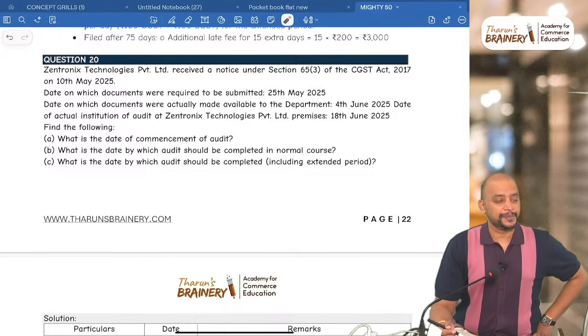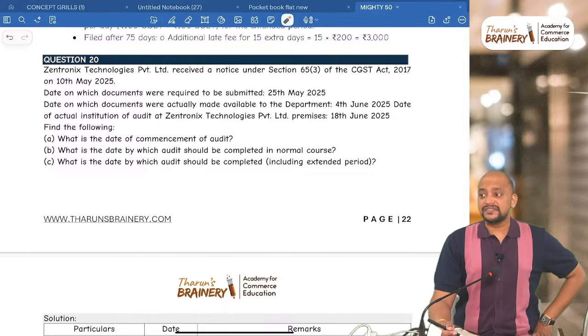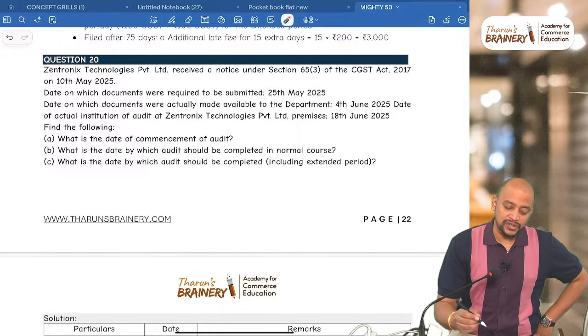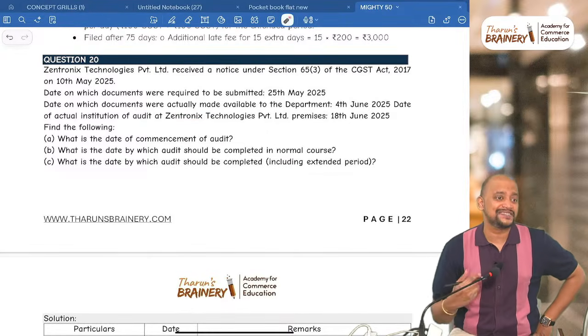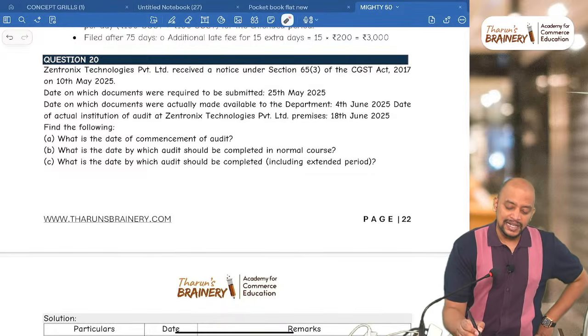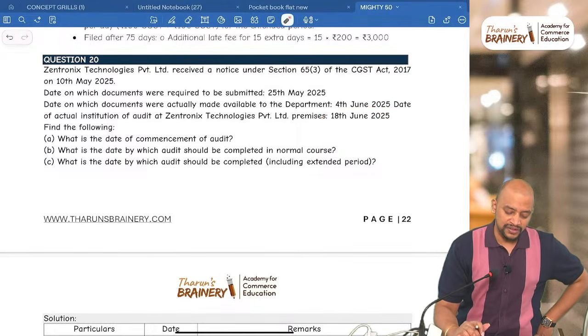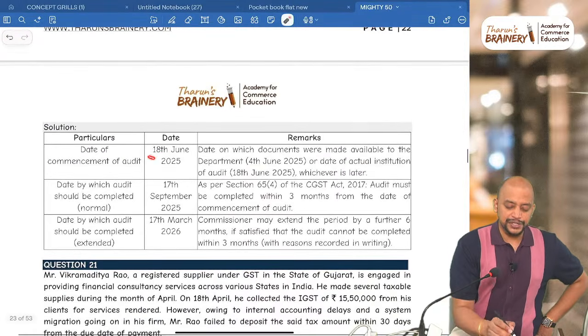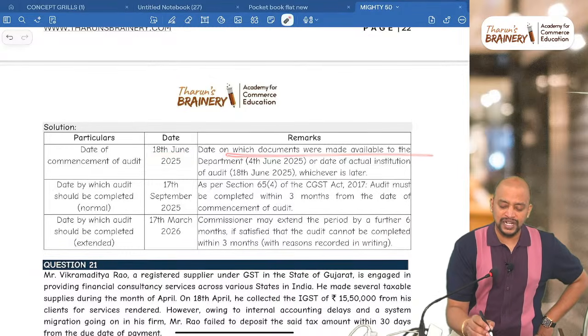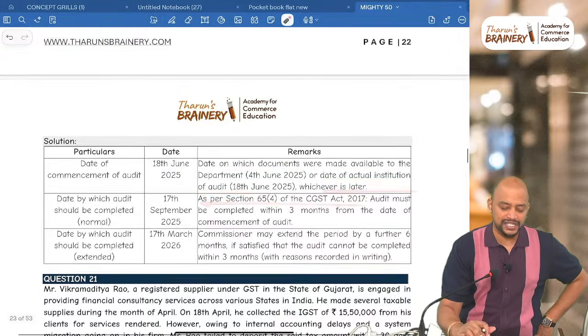What is the date of commencement of audit? Whichever is later: the date on which they actually started, or the date on which you made the documents available to them, whichever is later. So which is later? 18th June 2025 will be taken. So 18th June 2025, the date on which documents were available or the date of actual institution, whichever is later.